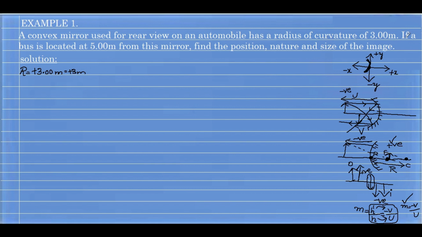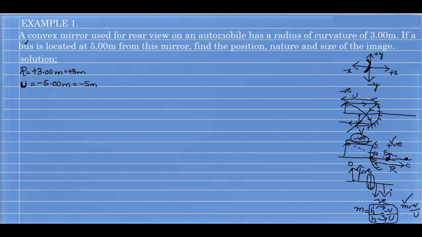Next, a bus is located here; this bus is an object. The object is located at 5 meter from the mirror. In a convex mirror, the object will always be on the left hand side. If the object is on the left hand side, the object distance u will become negative. So the object distance is minus 5 meter.